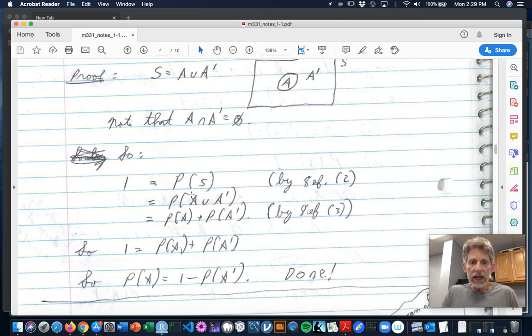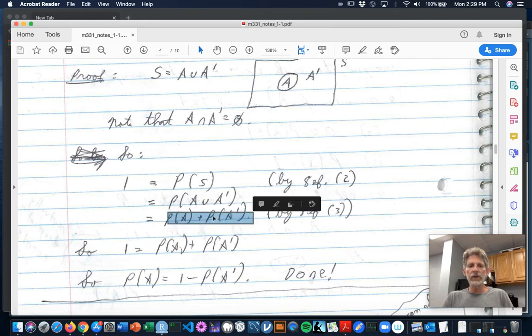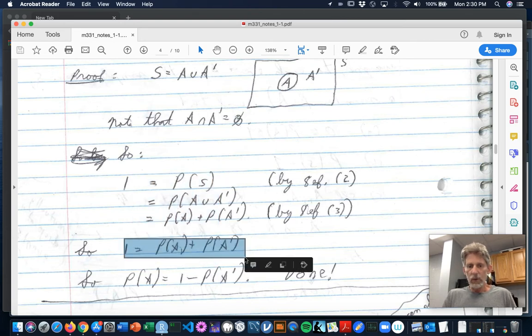Okay, but S is A union A prime. So the probability of S is equal to the probability of A union A prime. But A and A prime are mutually disjoint events. They're intersected in the empty set. So by the third part of the definition, the probability of the OR of them has to be the sum of their probabilities. Putting this all together by transitivity of equality, we get that 1 is equal to P of A plus P of A prime, okay?